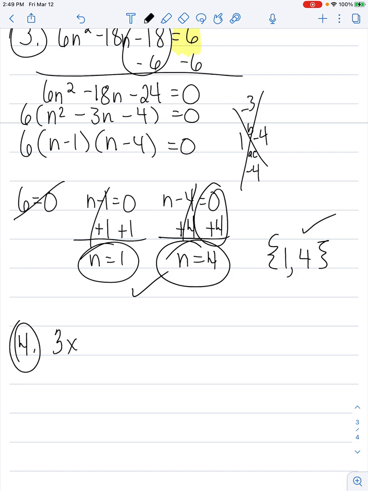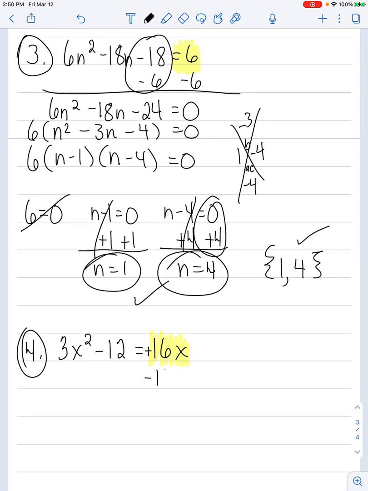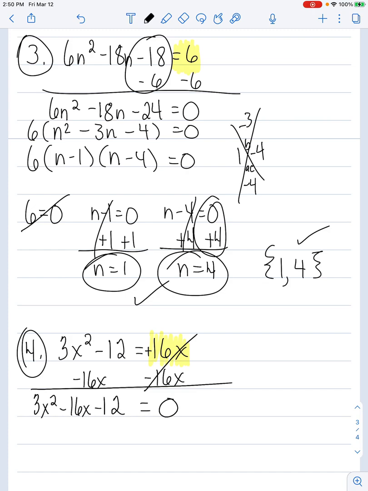So the next one, we have 3x squared minus 12 equals 16x. Remember, we want to set our quadratic equal to 0, but I have this 16x over here. So the opposite of plus or positive 16x is to subtract 16x from both sides. Now, when I write this, I want to write it in our standard form, which is ax squared plus bx plus c. So we're going to write it like this: 3x squared minus 16x minus 12.